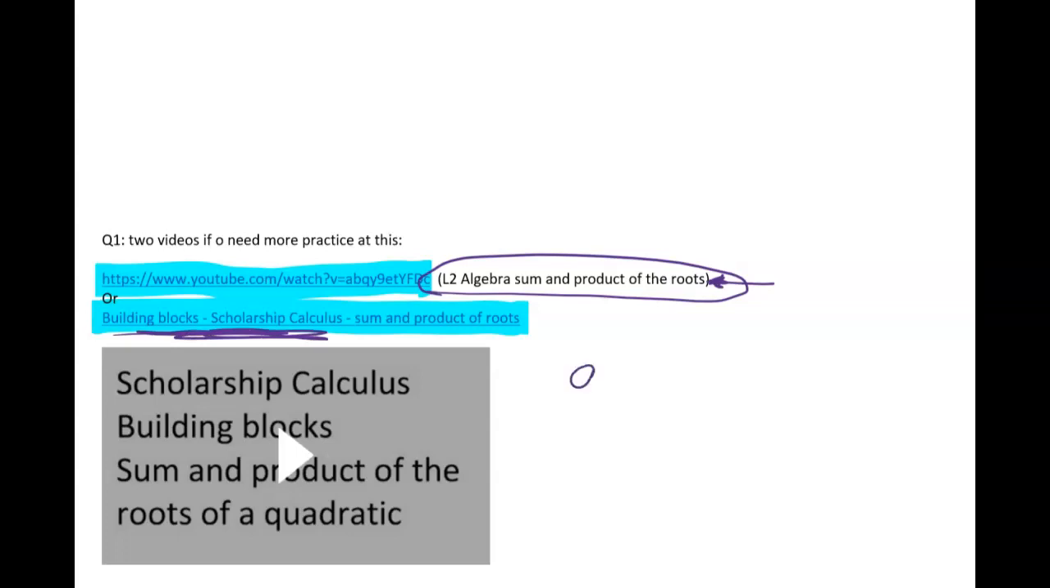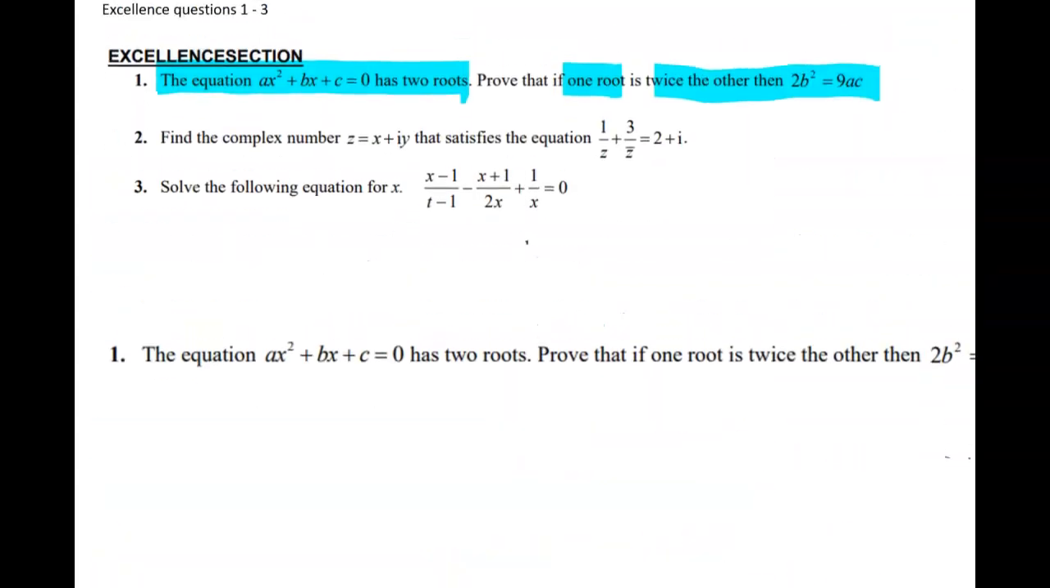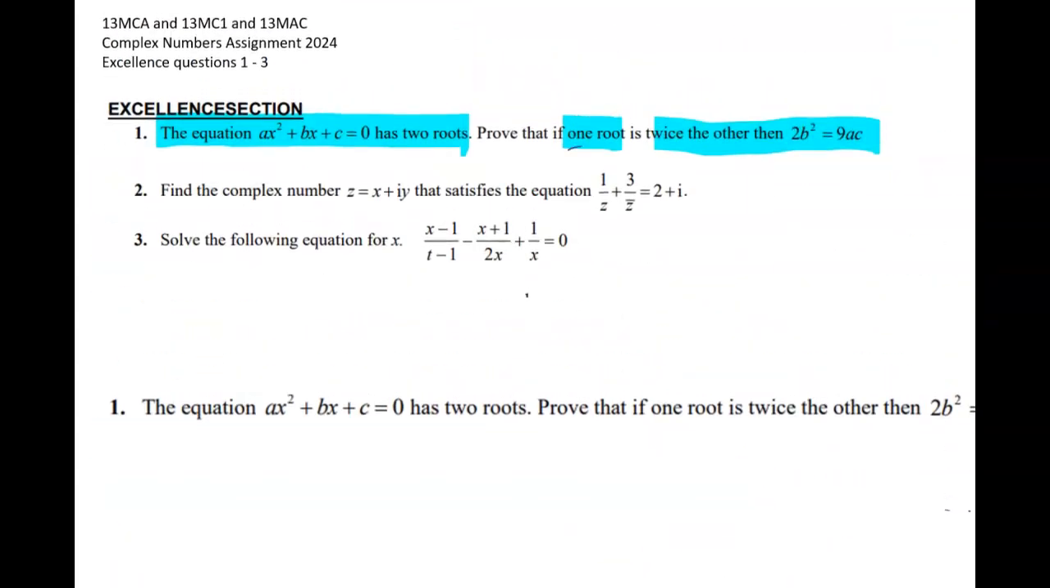But the results tell us this, that if I've got ax squared plus bx plus c equals 0, then negative b over a is equal to the sum of the roots, right? Where b and a are these coefficients here, and c over a is equal to the product of the roots. So in the question we've got here, we can use this directly. We've got one root twice the other. So we're going to look at what that means for the sum and product and hopefully easily show that 2b squared equals 9ac.